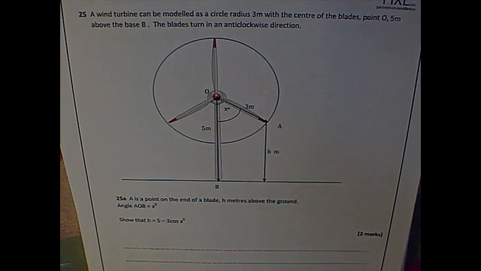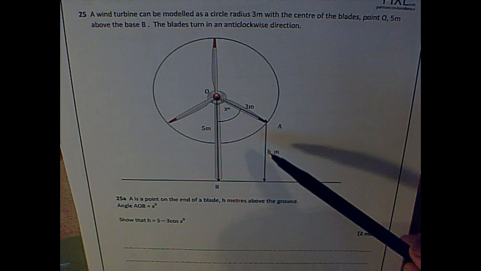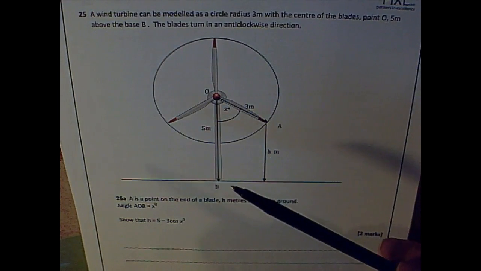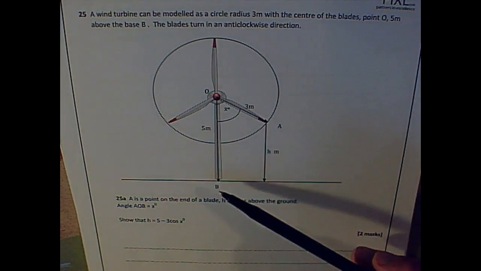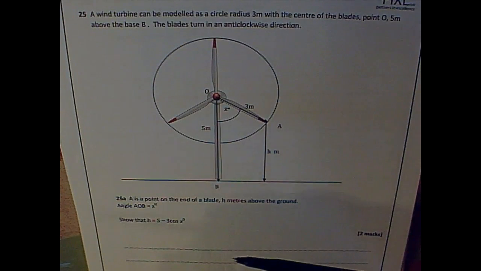25A. A is a point at the end of the blade, h meters above the ground. So they've labelled this quite nicely for us. Angle AOB is x degrees. Show that h is 5 minus 3 cos x.